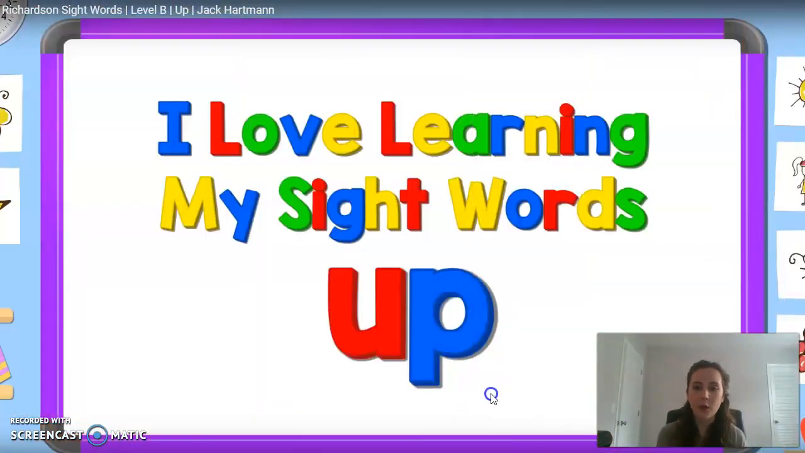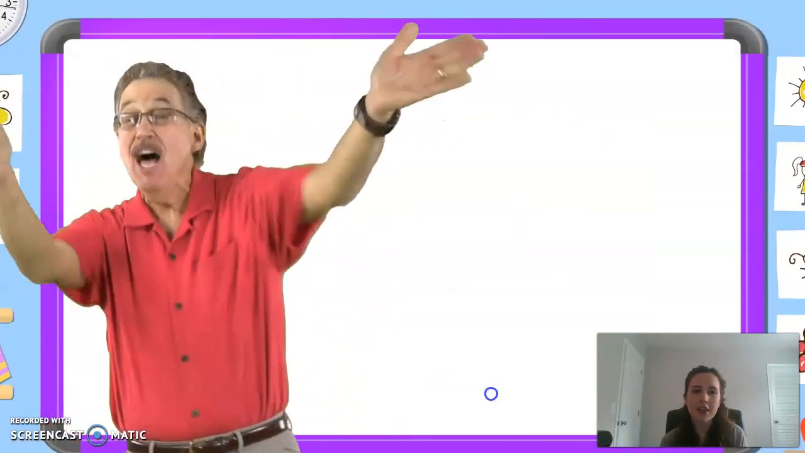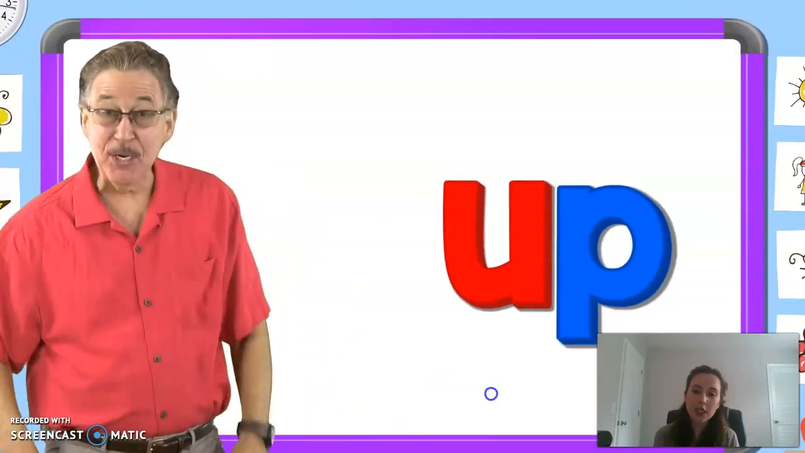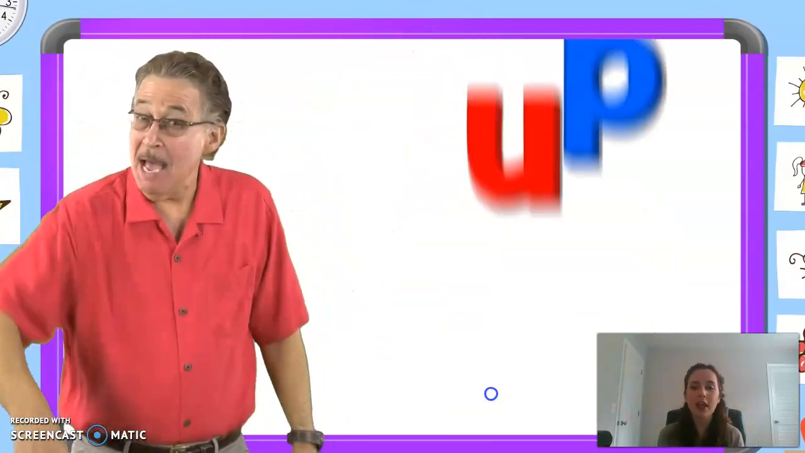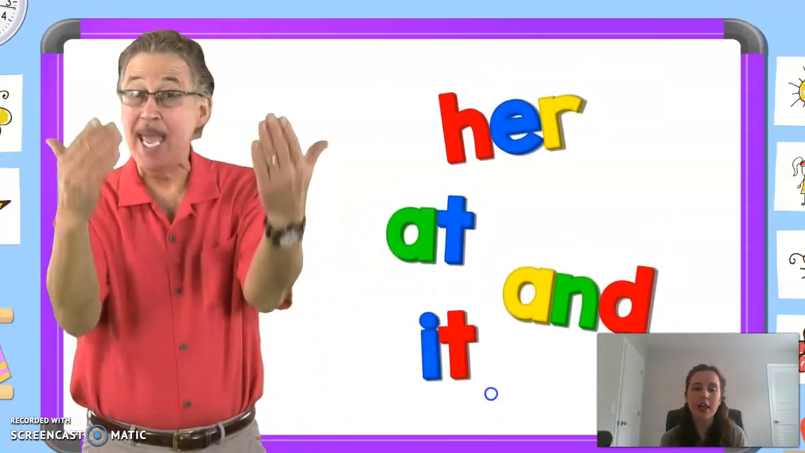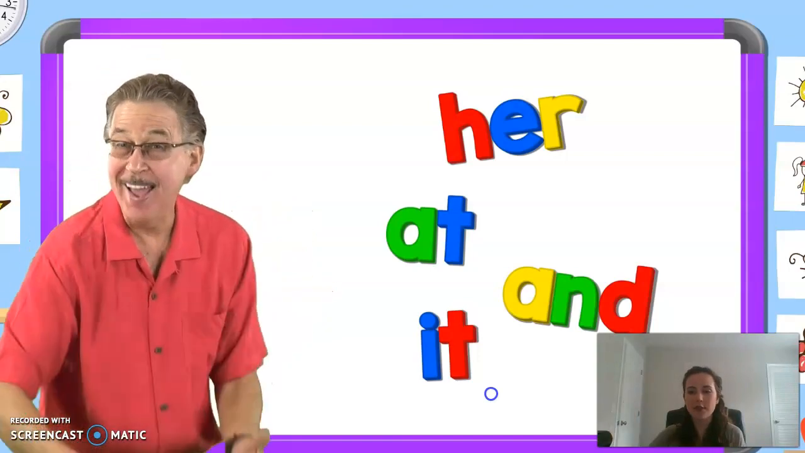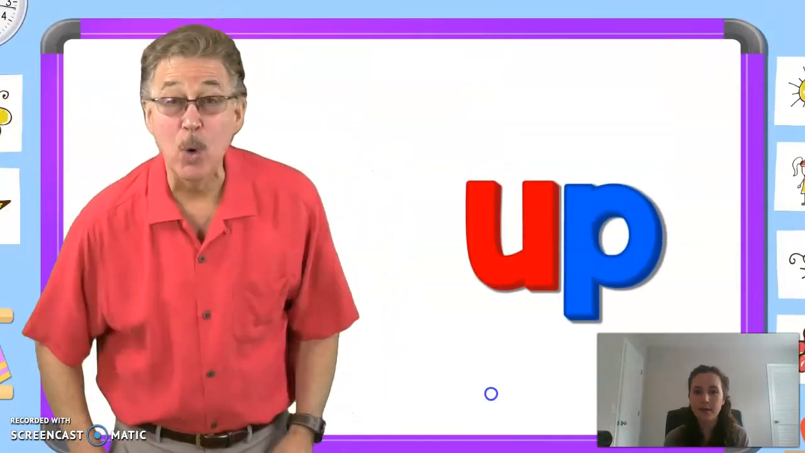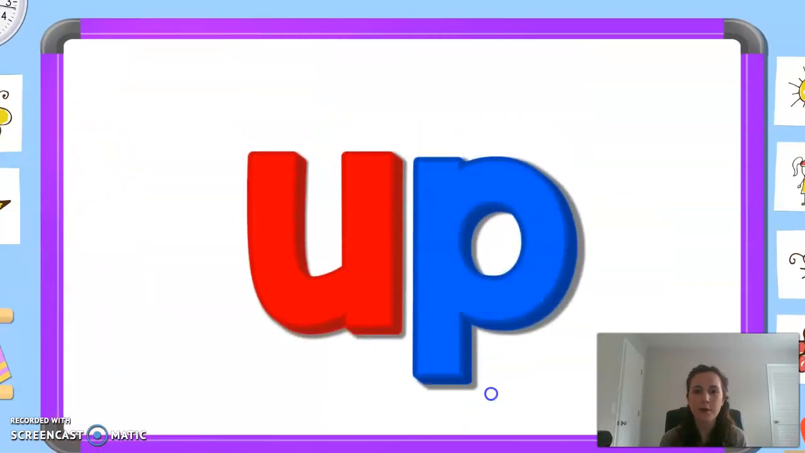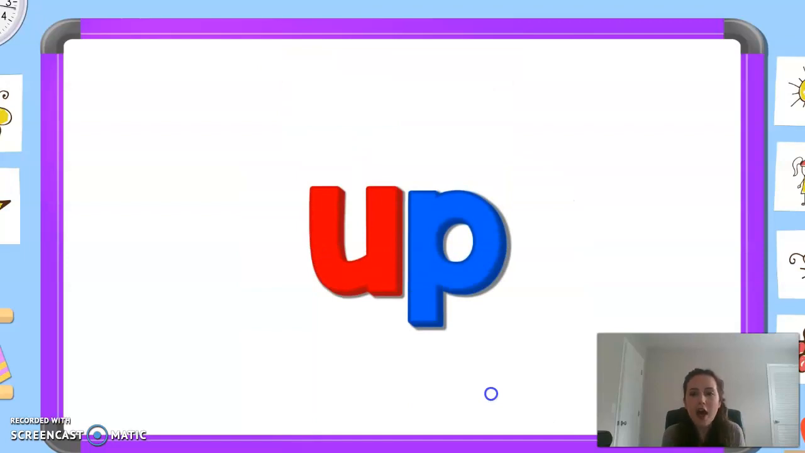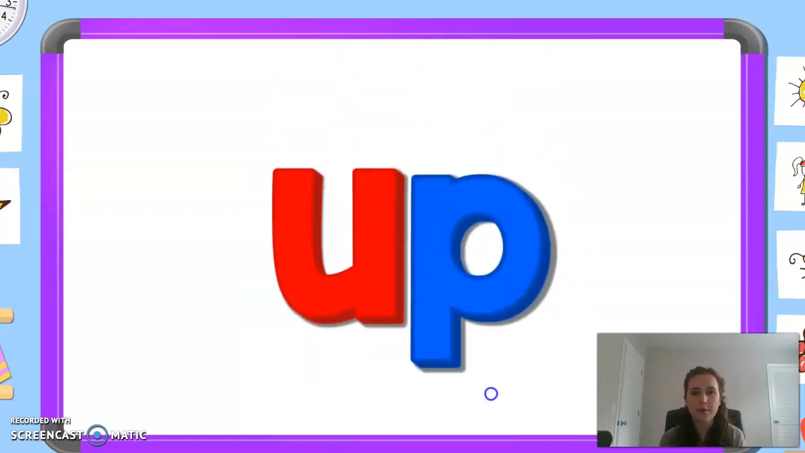Hi, I'm Jan Richardson. And I'm Jack Hartman. Let's work together and learn our sight words even better. We know this song. Let me hear you sing it. I love learning my sight words. I have fun with sight words. I know lots of sight words. They help me read and write. Let's learn the sight word up. Here we go. Read it out loud. Up. Read it quietly. Up. Read it in your head.